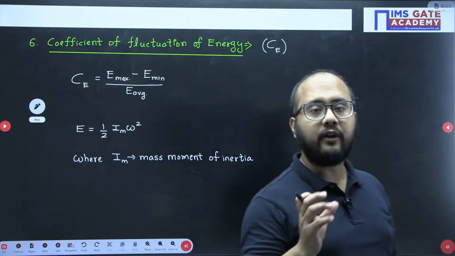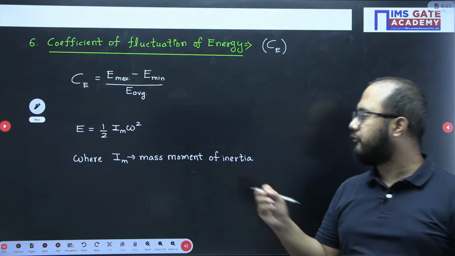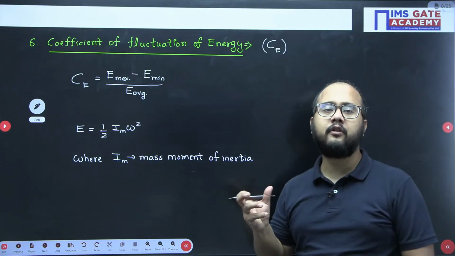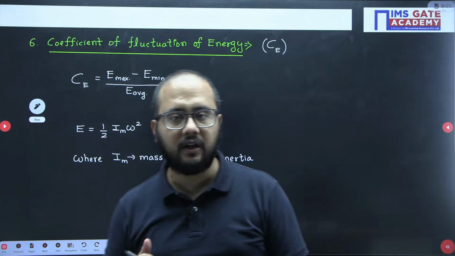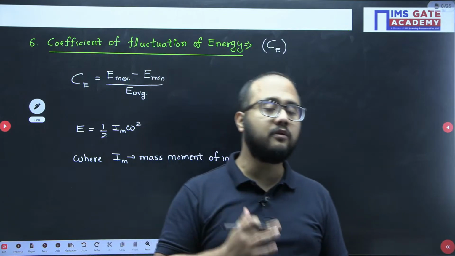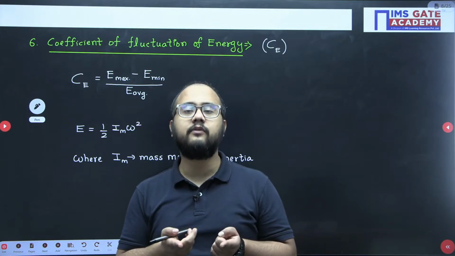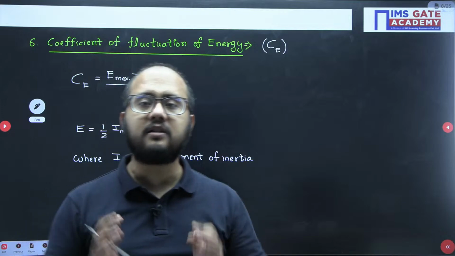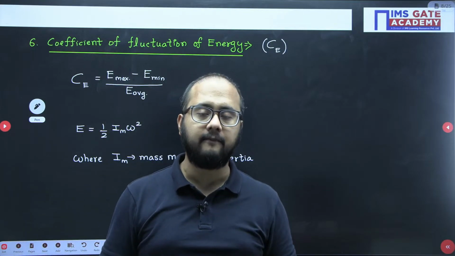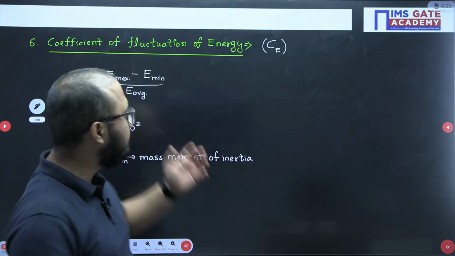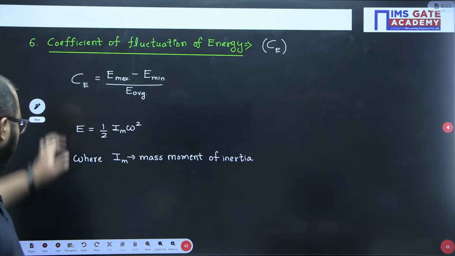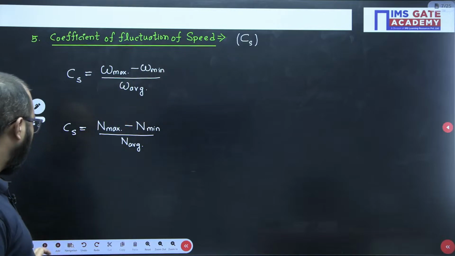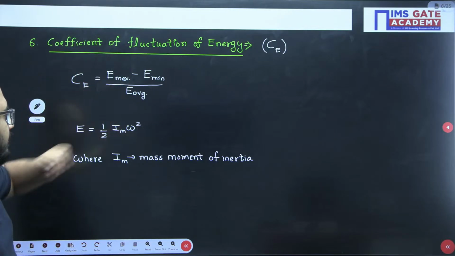For different shapes, you should remember the different values of mass moment of inertia. For a ring, what is the mass moment of inertia value? For a sphere? For a disc? Like that, you should know how to write the mass moment of inertia for different shapes. Let me give you some examples also, but before that, you need to understand the formula for the coefficient of fluctuation of speed and the formula for the coefficient of fluctuation of energy.